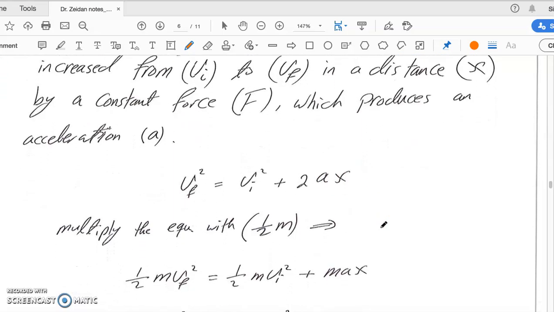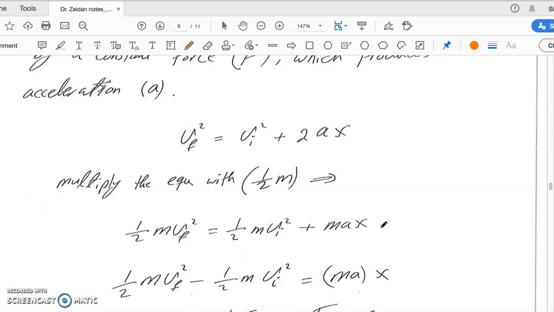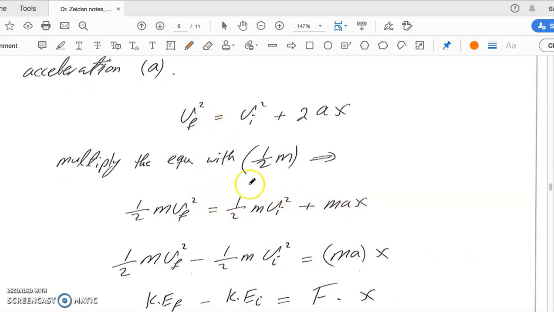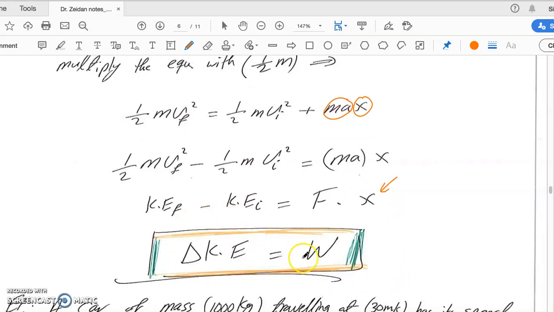If we multiply everything by half m, as a derivation, you will see that half m v final square is equal to half m v initial square plus half m times 2ax, which will be max. Here this is ma, which is the force, times the distance. So this is F times x. What is this relation? F times x is the work. And this is the change in the kinetic energy. So the change in the kinetic energy is equal to the work done on this object.